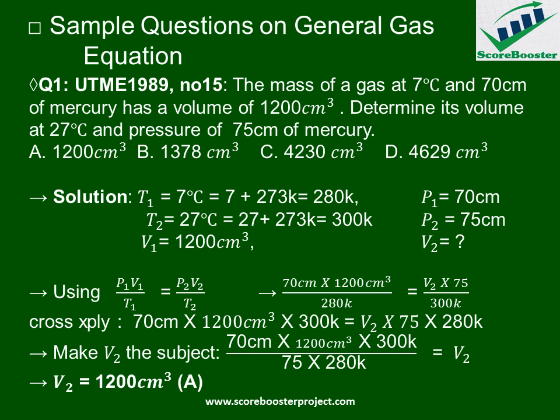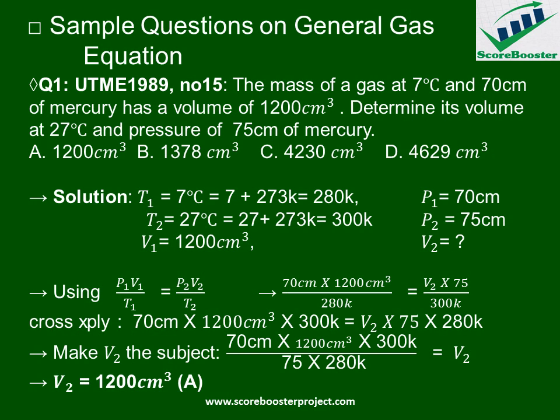Now on to sample questions. The first question we shall be considering comes from UTME 1989, number 15. And the question goes thus: the mass of a gas at 7 degrees Celsius and 70 centimeters of mercury has a volume of 1200 cm3. Determine its volume at 27 degrees Celsius and a pressure of 75 centimeters of mercury.